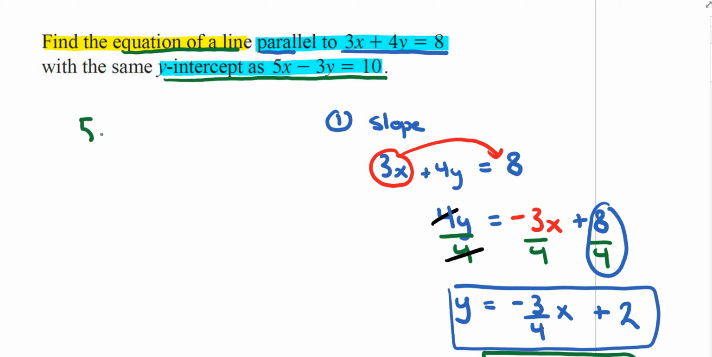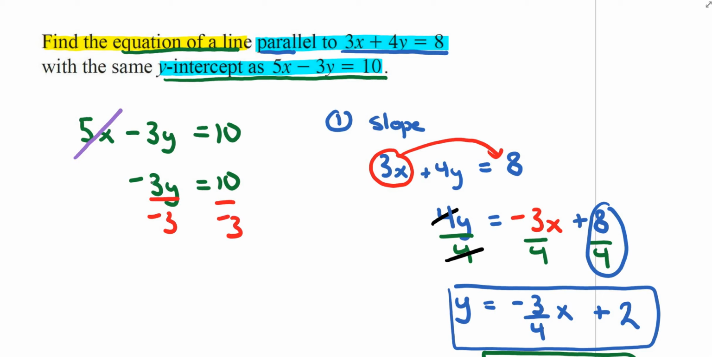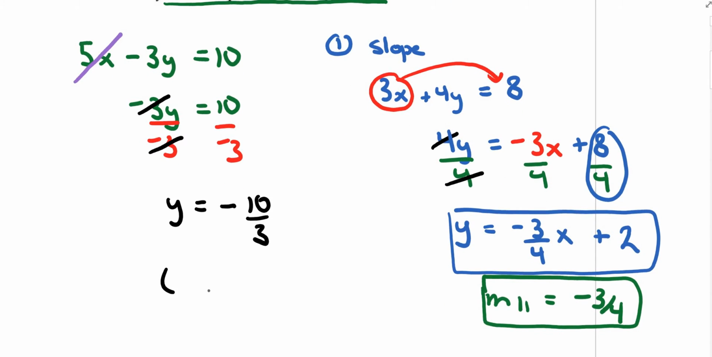Okay, so now I have 5x minus 3y equals 10. So it has the same y-intercept as this line. Now when you're dealing with the y-intercept, by definition, the x value for any y-intercept is always 0. So this just goes to 0, and then you're left with just negative 3y equals 10. And then you can divide both sides by negative 3. And then the negative 3's cancel off, and you get y equals negative 10 over 3. So the y-intercept is going to be (0, negative 10 over 3).